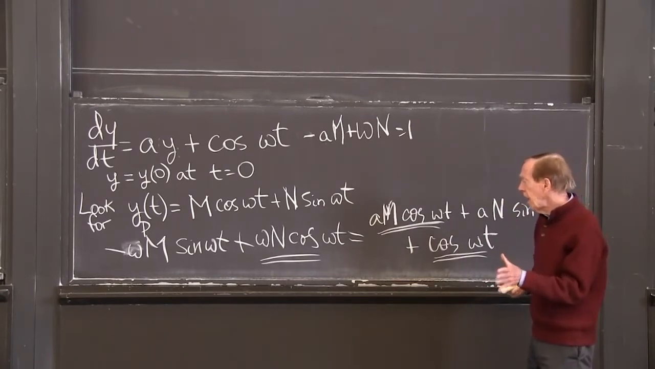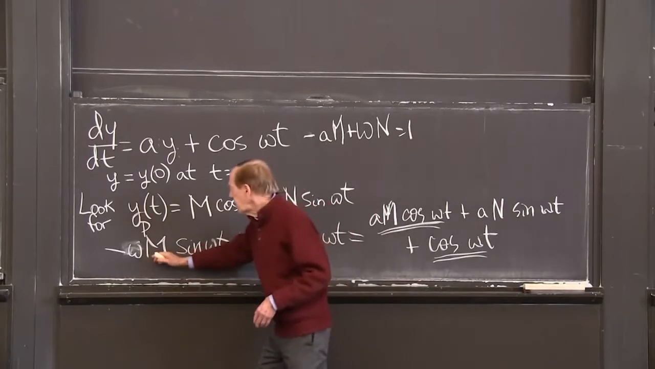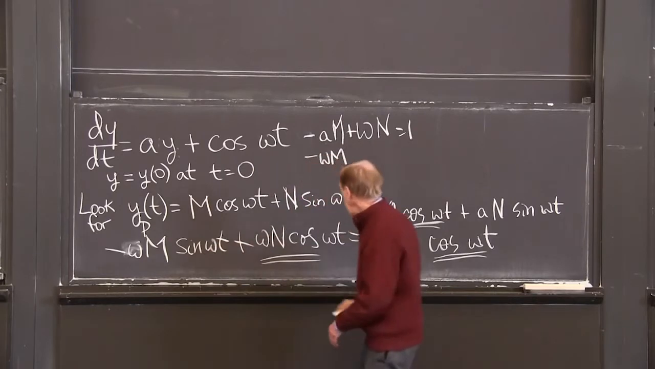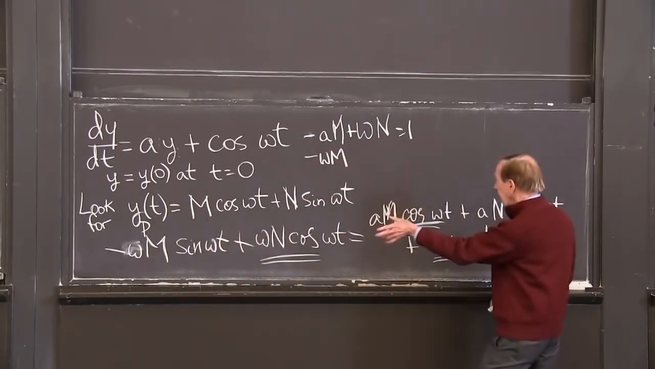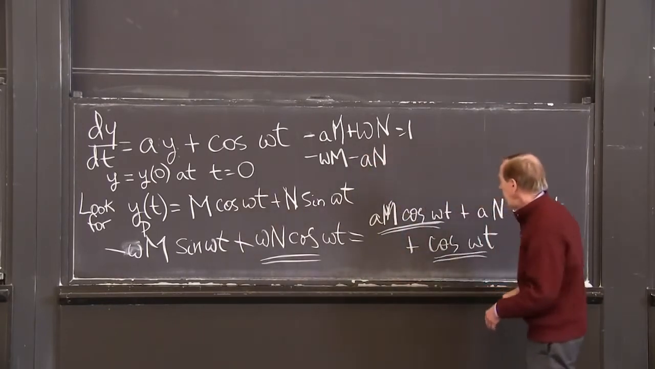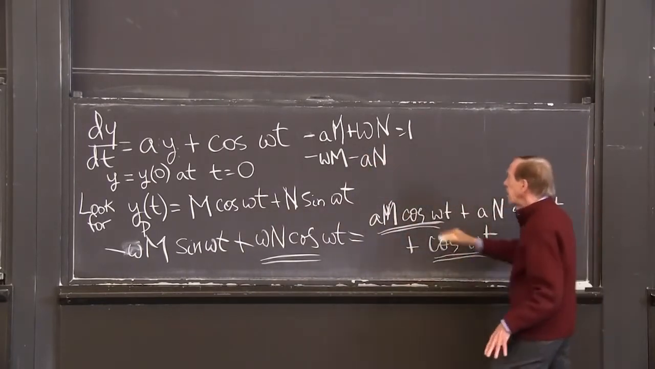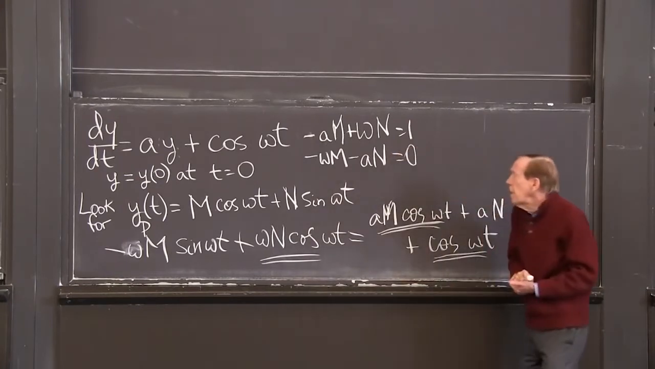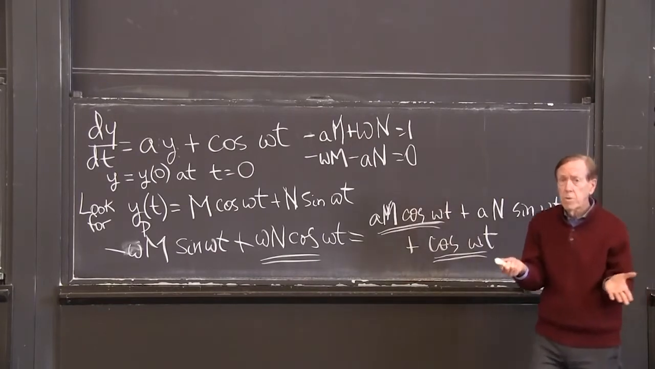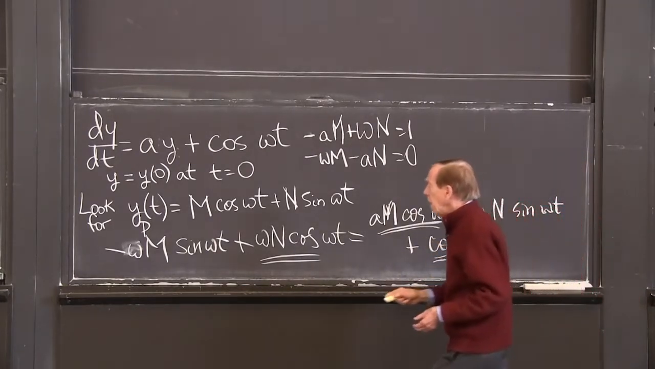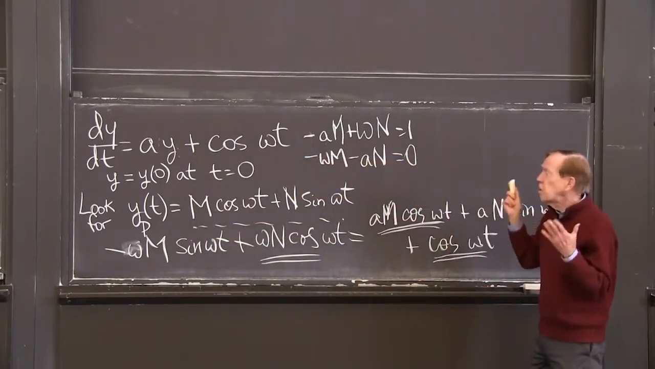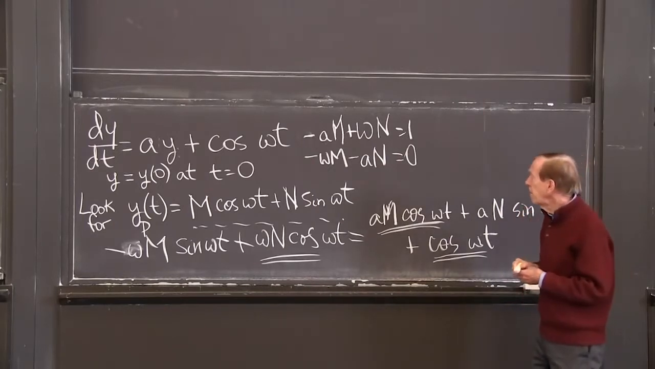And now I'll match the sine terms. In the sine terms, I have a minus omega m sine omega t. And I have to bring this to the other side, so that'll be a minus an sine omega t. And there's no sine omega t in the source. There's my 2 equations. Those are my 2 equations for m and n. So I just solve those 2 equations, and I've got the particular solution that I look for. So it's 2 equations, 2 unknowns. It's the basic problem of linear algebra.